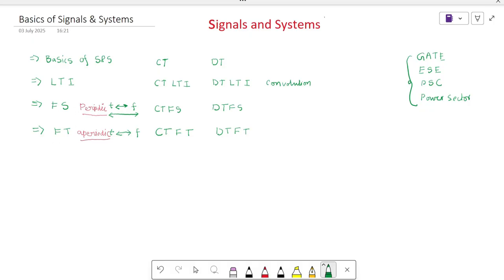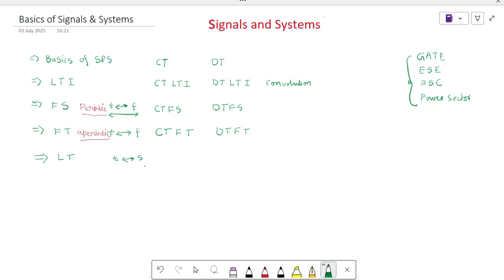Then next we are going to the next chapter. We will discuss the Laplace transform. The Laplace transform is also used for converting the time domain to the frequency domain. Here the frequency domain is called the S domain. The inverse Laplace transform goes from the S domain to the time domain.